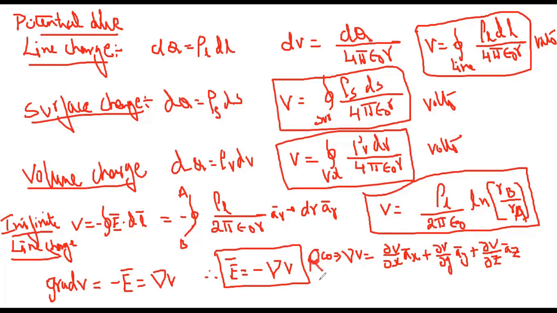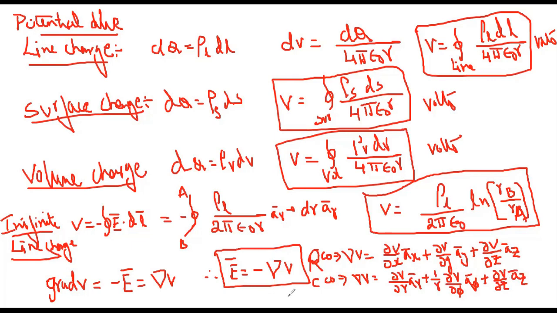Let us say, to avoid confusion, the rectangular coordinate system and the cylindrical coordinate system. Del V is equal to, here the coordinates are R, phi, and Z. So dou V by dou R into AR bar, and for phi, 1 by R is there in the differential elements, so 1 by R into dou V by dou phi into A phi bar, plus dou V by dou Z into AZ bar, because the Z is the same in the cylindrical coordinates also.